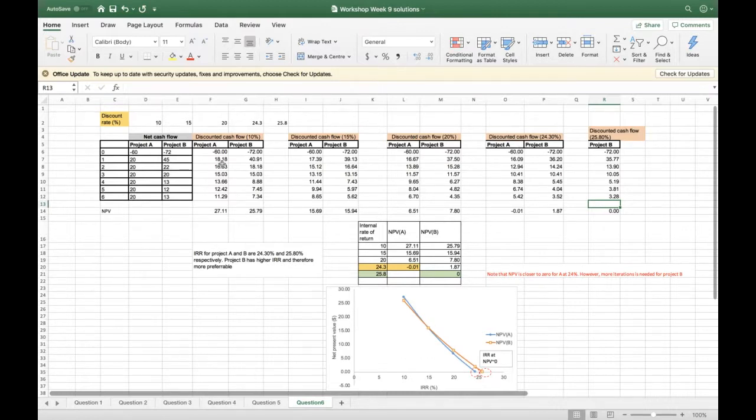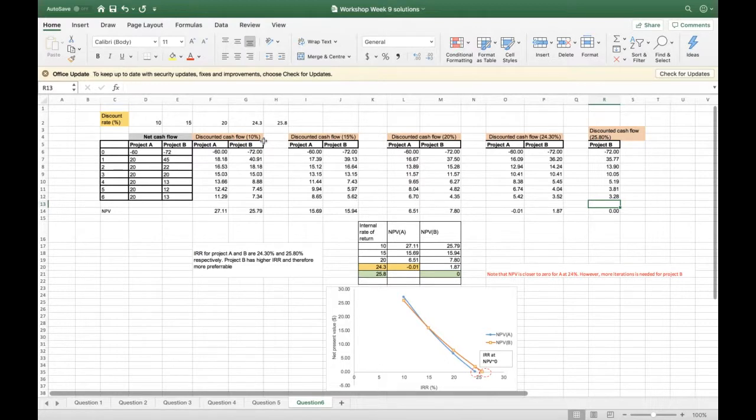So let us look at the first calculation where we have considered a discount rate of 10%. Now what we want to do is discount all of this cash flow for project A into the present value using the discount rate of 10%, and we have done it here. Again for project B we have done it here, and then we subtract the initial investment to get the net present value, right? So here is the net present value for project A and for project B using a discount rate of 10%.